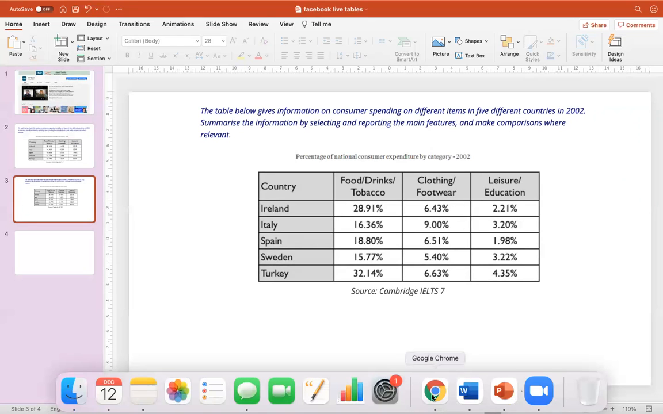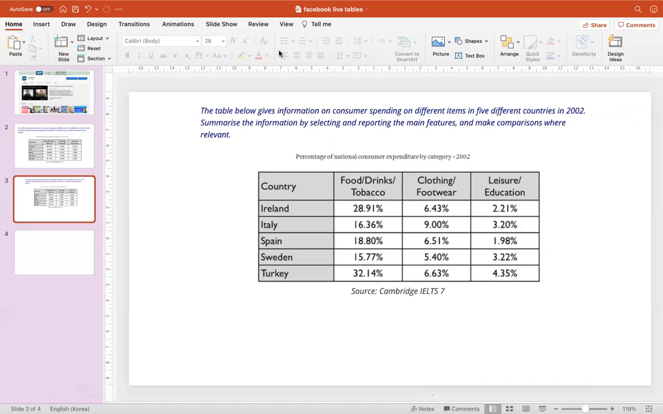approach it. Okay. And the first thing that I would do is obviously read the heading. Okay, so the table below gives information on consumer spending. We will highlight the keywords. Okay, really the keyword here is consumer spending. Perhaps we can highlight different items, 5 countries, 2002. So those are our keywords. That's what this information is telling us.